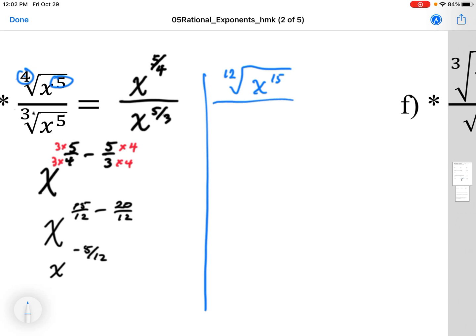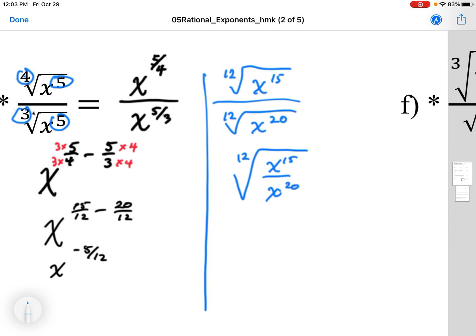And I'm going to do a similar thing to the denominator. I'm going to power the 3 and the 5 up to a root 12 and power 20. What that does then is it gives me a common index, and that allows me to just rewrite this all under one index: x to the power 15 over x to the power 20, and this gives us an index of 12, 1 over x to the power 5.